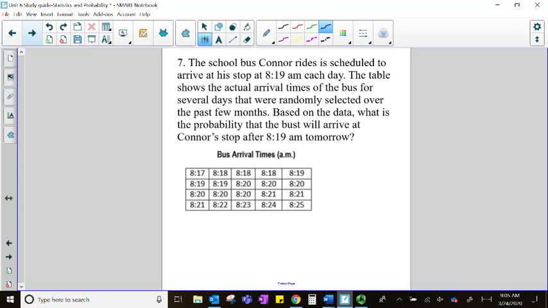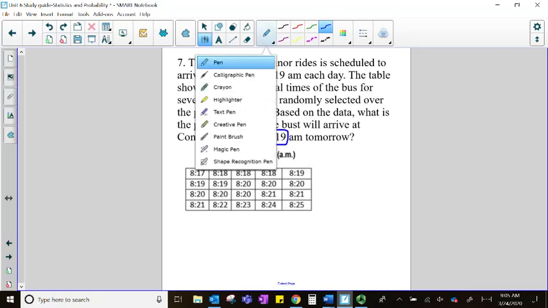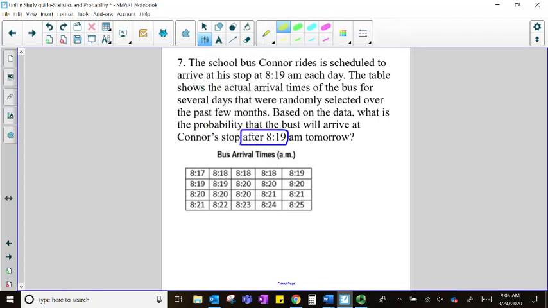The school bus Connor rides is scheduled to arrive at his stop at 8:19 a.m. each day. The table shows the actual arrival times of the bus for several days that were randomly selected over the past few months. Based on that data, what is the probability that the bus will arrive at Connor's stop after 8:19 tomorrow? So we want to find the probability that it will arrive after 8:19. The ones favorable to us are anything after, and then you just count them up.